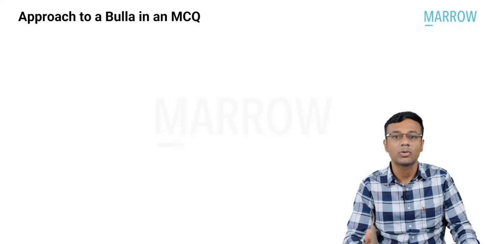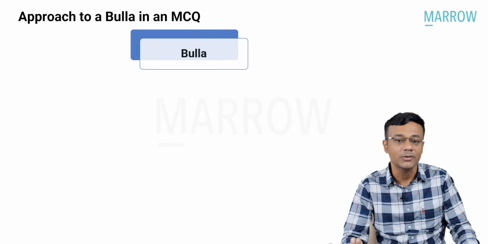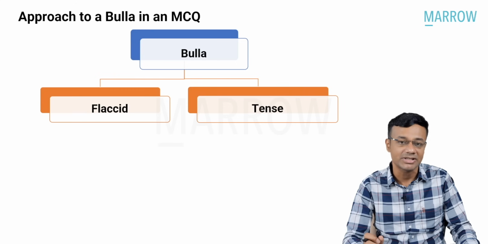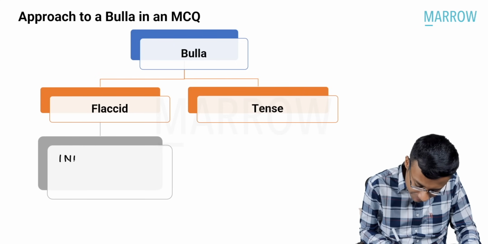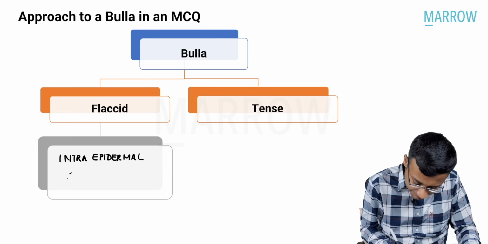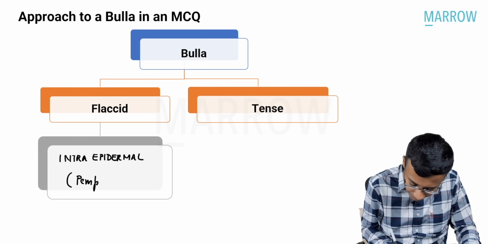Now let us see how to approach a bullous disorder via an MCQ. If the bulla is given, try to identify whether it's a flaccid blister or a tense blister. If a flaccid blister is mentioned, definitely the problem is in the epidermis. So it's an intraepidermal blistering disorder. And this is going to be called the pemphigus group.